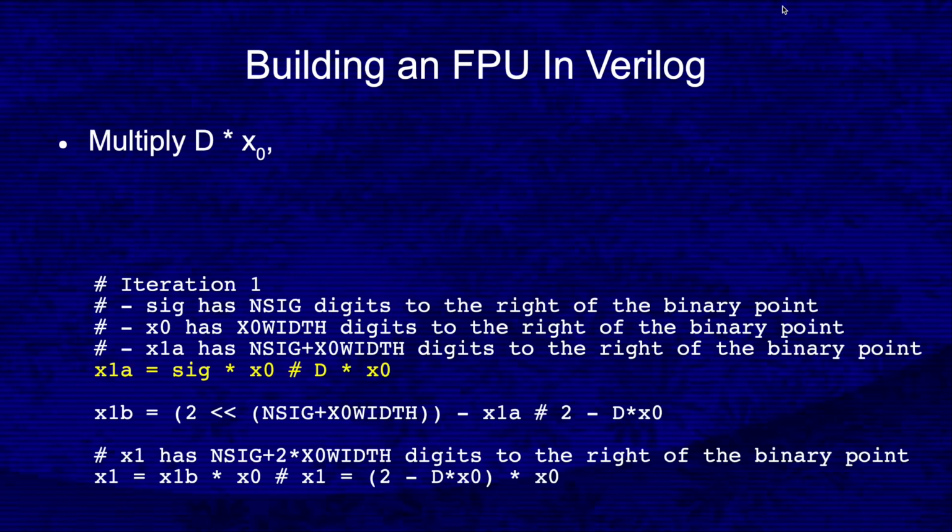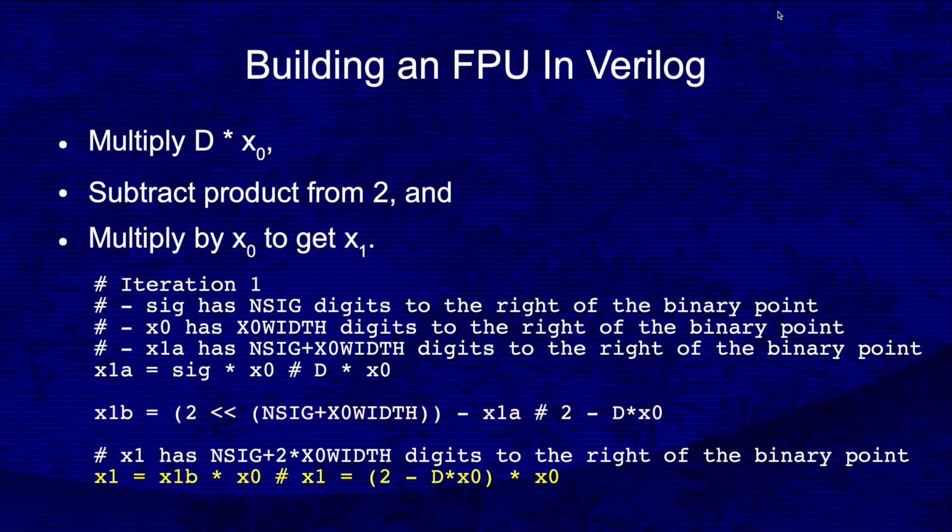After multiplying x sub 0 with the 24-bit significand of d, we have a 33-bit product. This product has 31 bits to the right of the binary point. We subtract the product of d times x sub 0 from a 33-bit version of 2, which has 31 of its bits to the right of the binary point. We now multiply the difference by x sub 0 to get a 42-bit product.